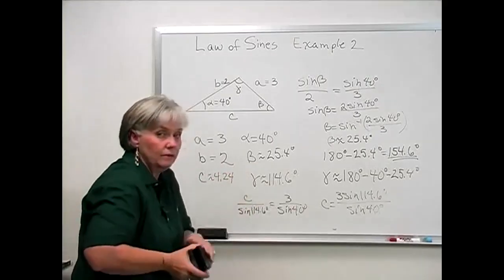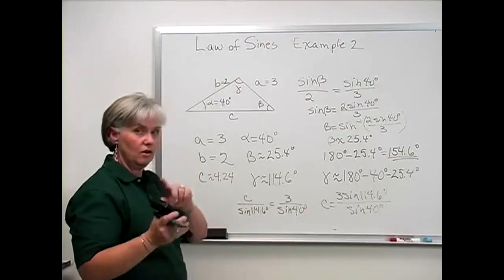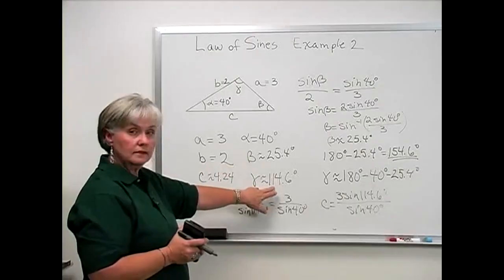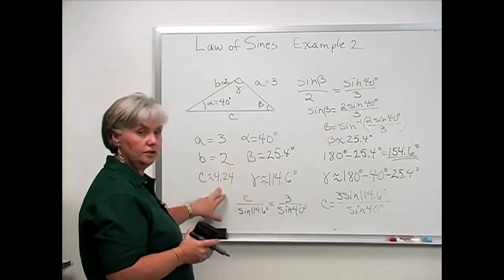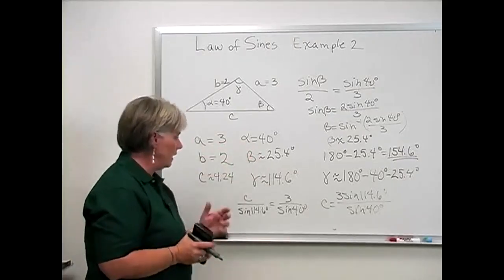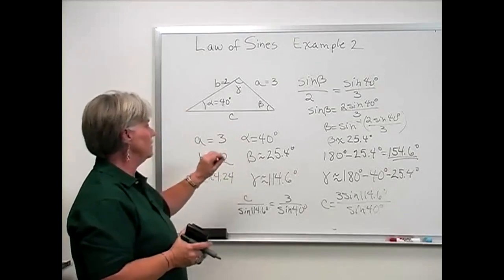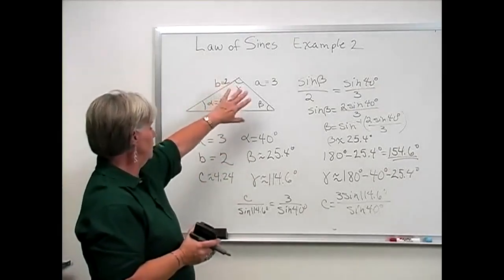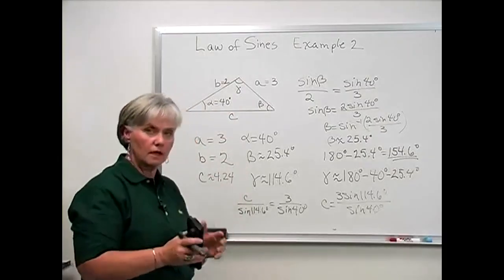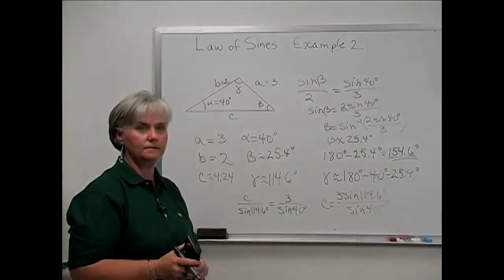Now, let's go back and double check. Remember, we talked about the fact that the largest angle is opposite the largest side. And we see that this is the largest angle, this is the largest side, and that the ratios hold. So now we have found our triangle. We've discovered that in this particular set of measurements there was only one triangle. So we have solved this oblique triangle.